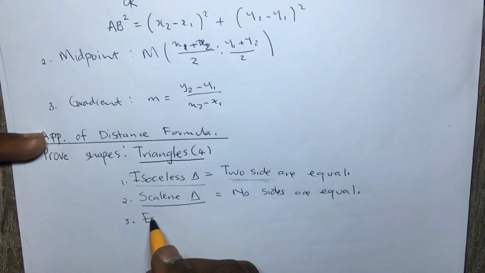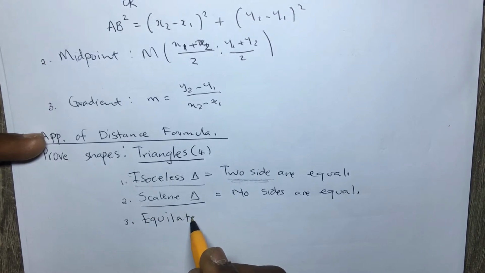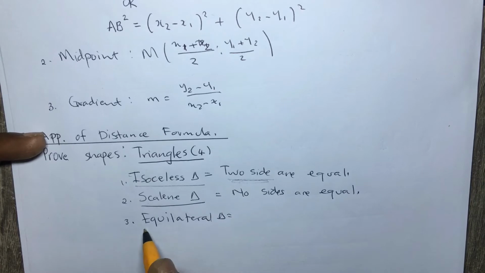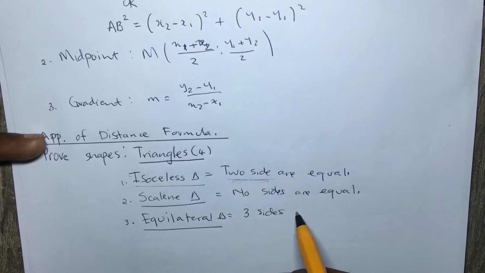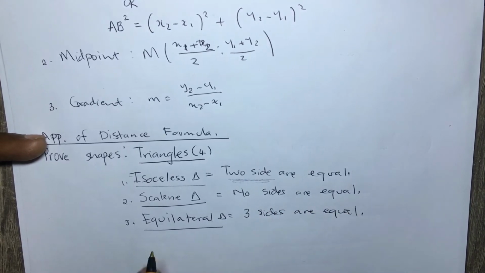Another one is about an equilateral triangle. How do you know it's an equilateral triangle? There must be how many sides equal? So all the 3 sides must be equal. So if we can find the distance of each and then find that all the sides are the same, then it's an equilateral triangle. I hope you get it.